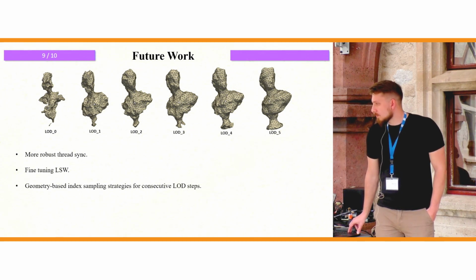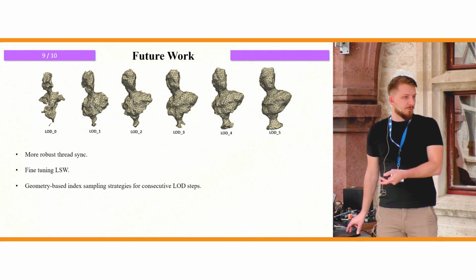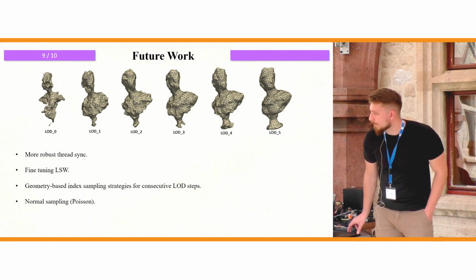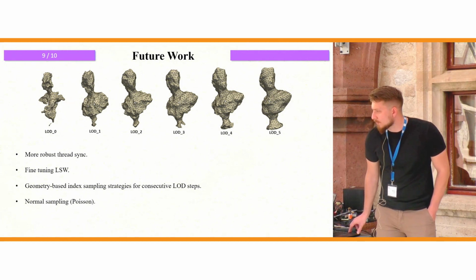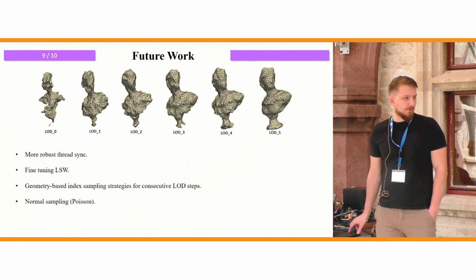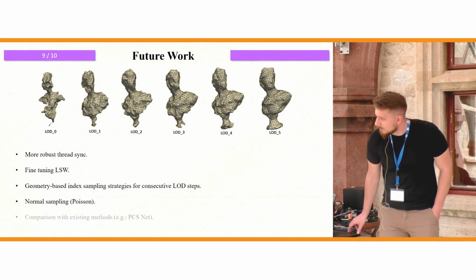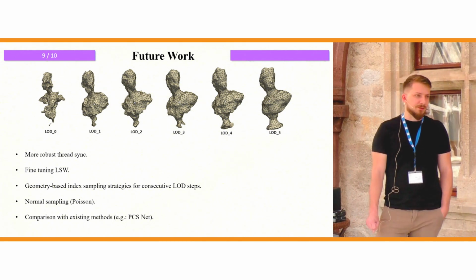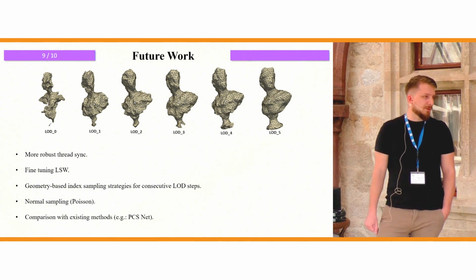Then we want to implement the stochastic sampling strategy for computing the probabilities. And then we want to try also sampling normals and working with the Poisson distribution and compare the results with the existing methods, for example, for point cloud simplification like the PCSNet.